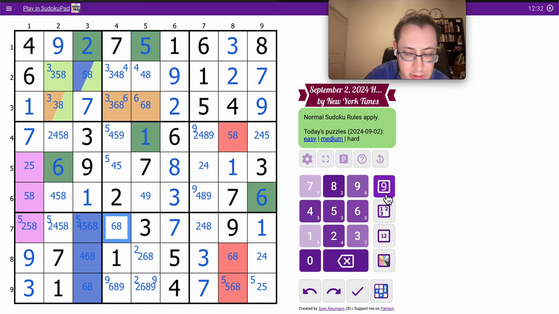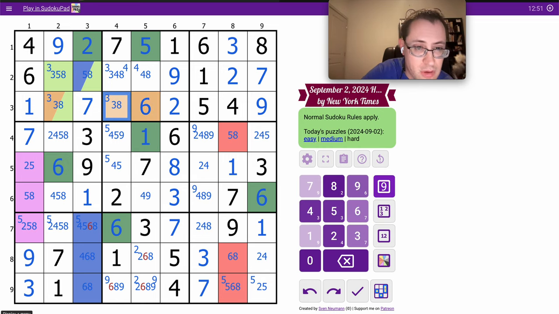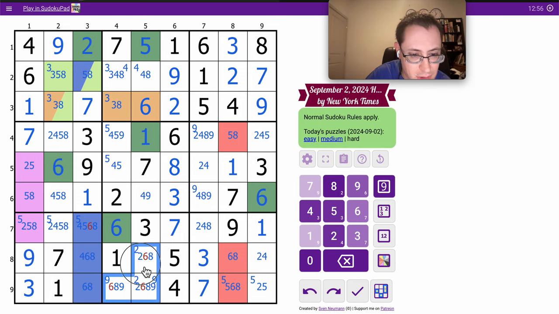Well, 6 in row 7 can only go here. Therefore, that's 6. Grief. This is 6. And therefore, this must be 6. Okay, that gives me 7 digit 6s. Missing row 8 and 9. Although, neither of which I can figure out.